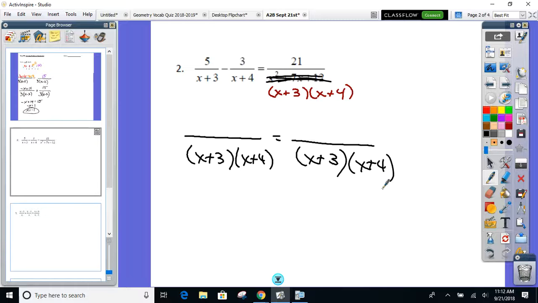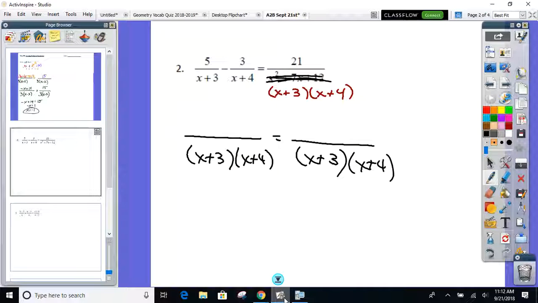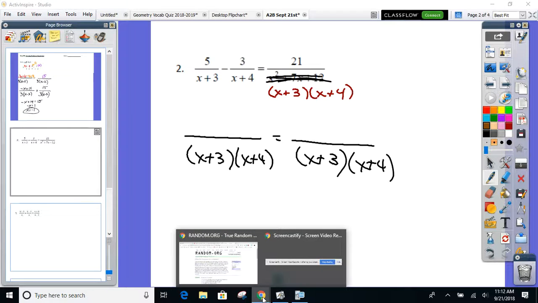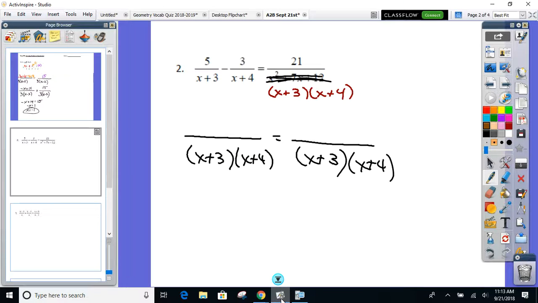All right, let's go fraction by fraction. What should I multiply 5 by here? What's it missing that this one has? Okay, so I'm going to multiply this by x plus 4, good. So that'll give me 5x plus 20.